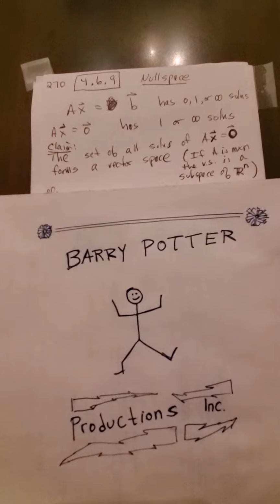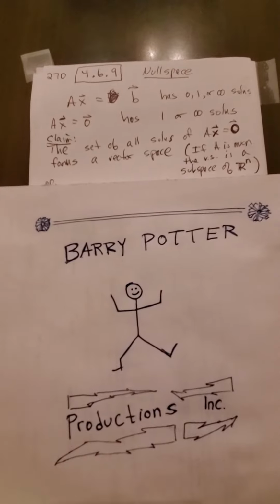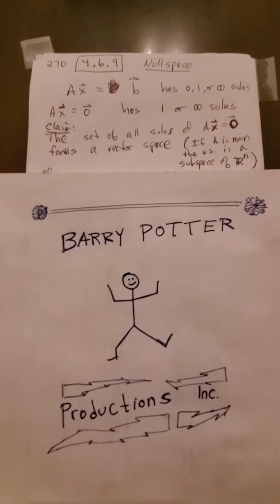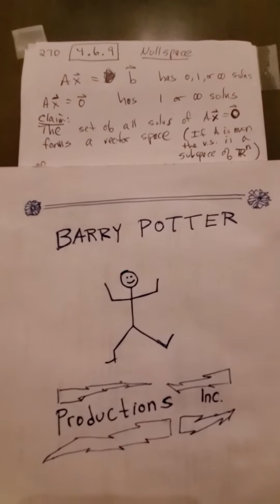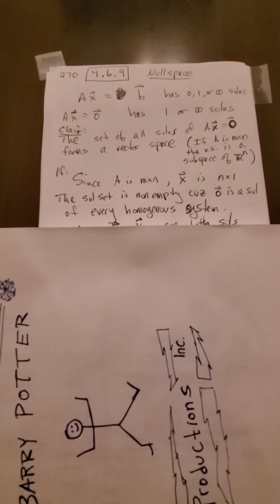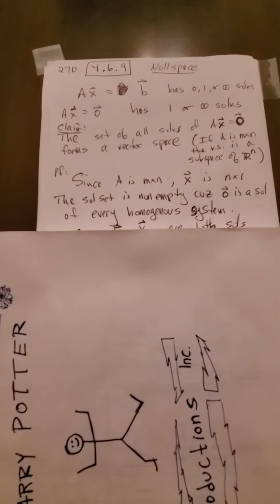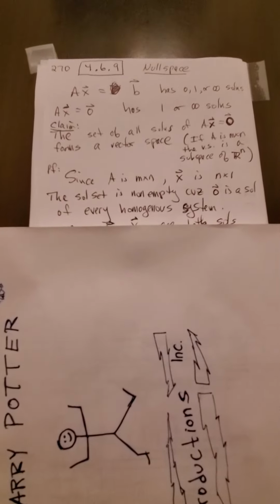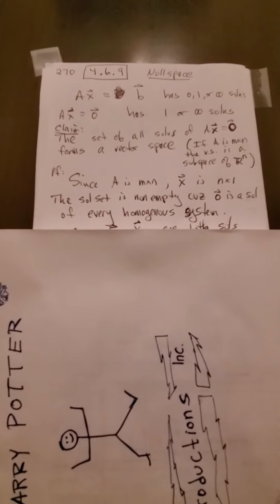Now I'm claiming that the set of all solutions of a system Ax = 0 forms a vector space. And here is the proof. Since A is an m by n matrix, x is an n by 1 vector, so it's a subset of R^n. We've already established that it's non-empty because, like I said, the 0 vector always works.